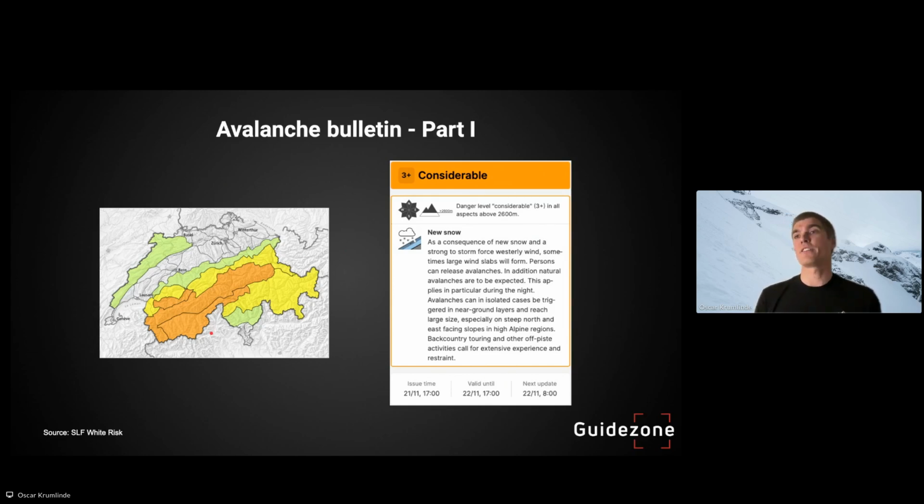If you go elsewhere, you can Google, and if you go to White Risk, you can also find the different countries' avalanche bulletins. I would say that the Swiss one, not being a bit biased, is fantastically well done in many ways.